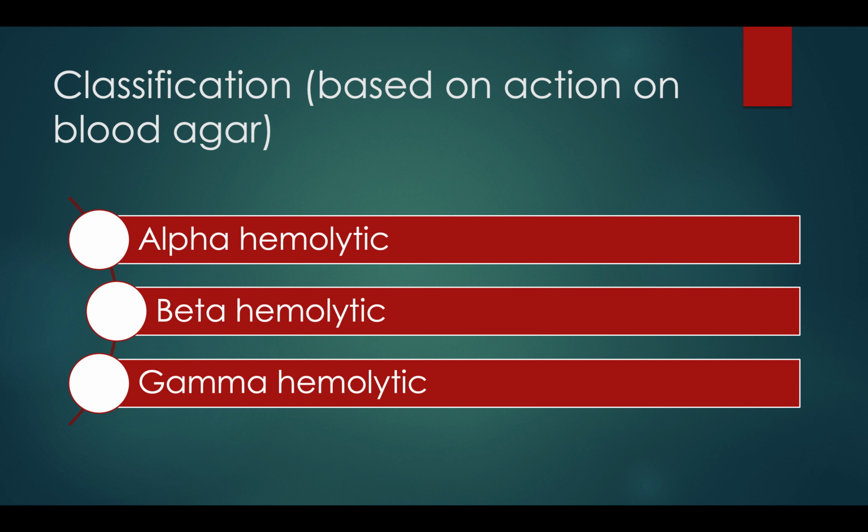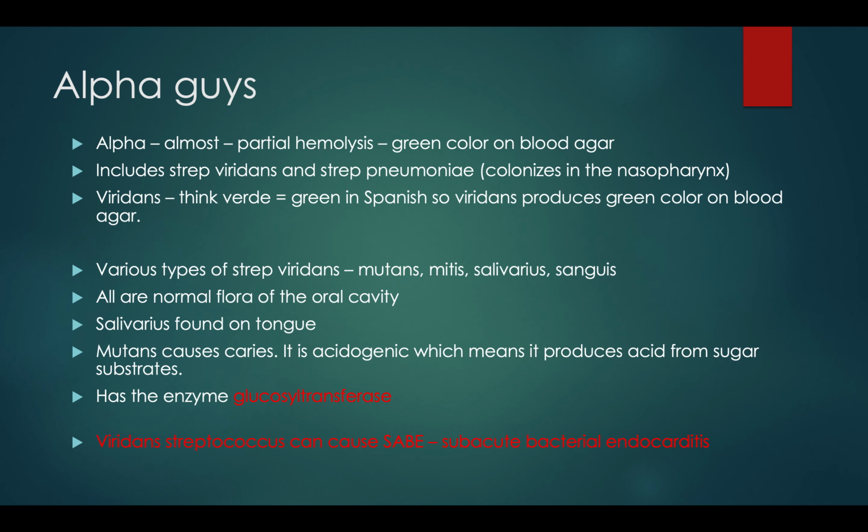Okay, they're classified based on the action of blood agar. Blood agar is a medium. You put those streptococcus in it, and then on the type of hemolysis they produce on the agar, they're going to be classified into alpha hemolytic, beta hemolytic, and gamma hemolytic. We look at the alpha guys here.